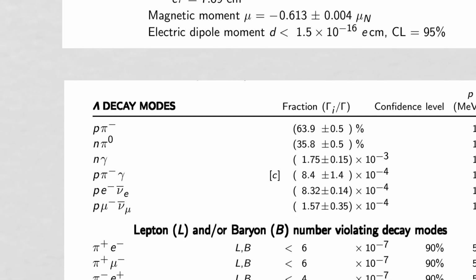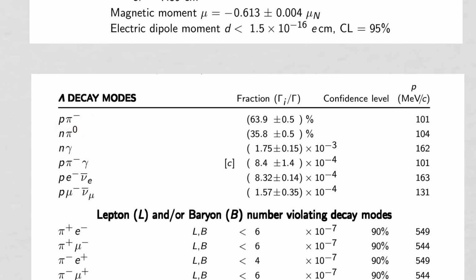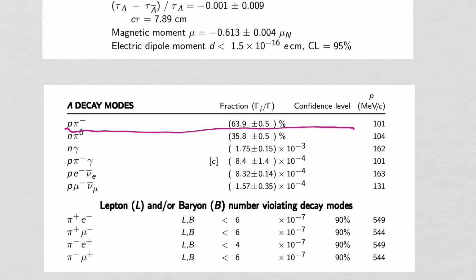But it seems that the decay mode favors this channel right here, this proton pion channel. Now we're not going to discuss why it favors that channel, because that has to do with the internal dynamics and theory of quantum field theory. We're not going to touch that. And then it also tells us the momentum, and that should be the final momentum of the particles.